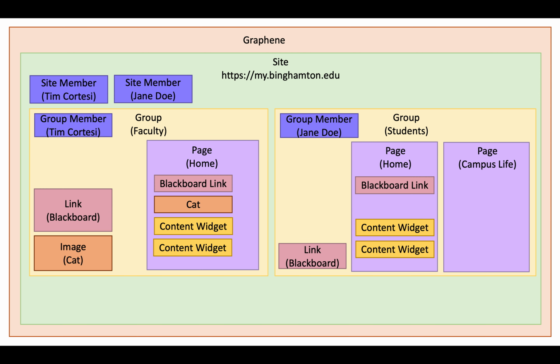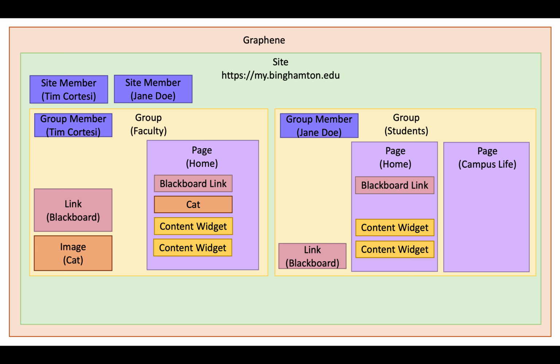So let's add a link, right? You'll notice that very much like the image of the cat, we're defining this link to Blackboard at the group level again. So we create a link to Blackboard in the faculty group. We create a link to Blackboard in the student group. And once we define that link, we can do something that's a little bit different than what we did with the images: we can add to the home page of each of these two groups a thing called a link collection.